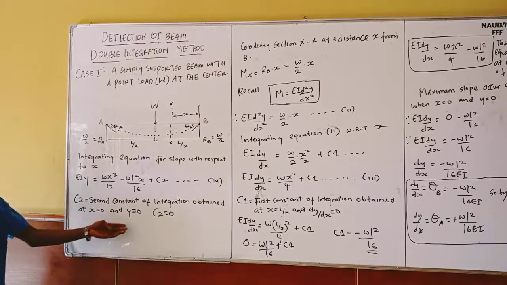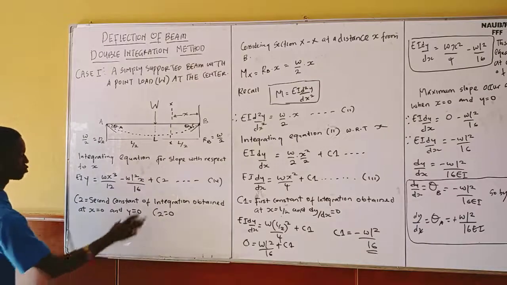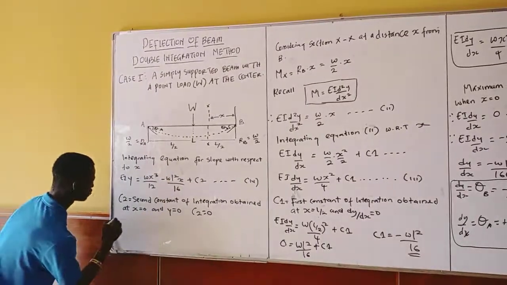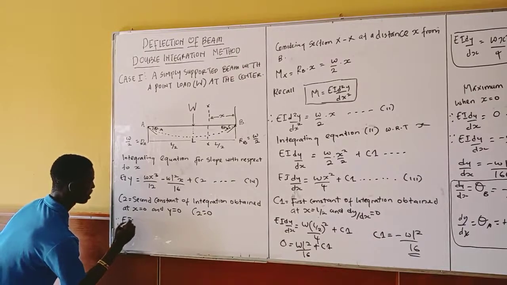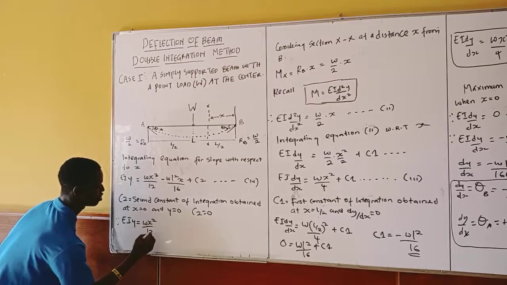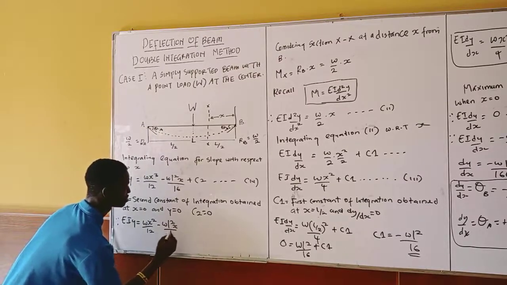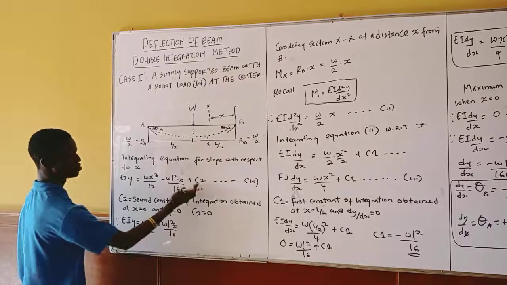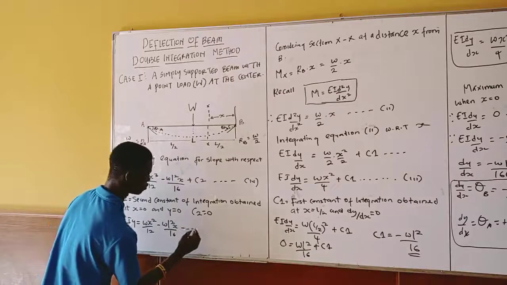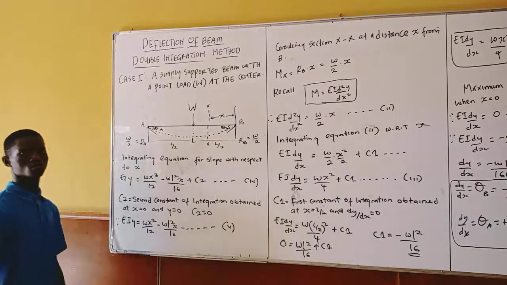X equal to 0, y equal to 0, definitely all this equation is 0. So the next thing for me is to write the equation, since my C2 is 0. So definitely I'm going to have EIY equals WX cubed over 12 minus WL squared x over 16, plus 0. You know that my c2 is equal to 0. So this is what I'm left with. So this is my equation. Let me call this one my equation 5.